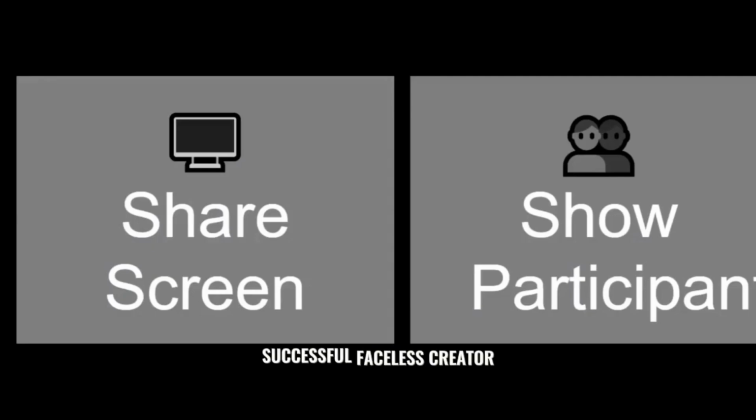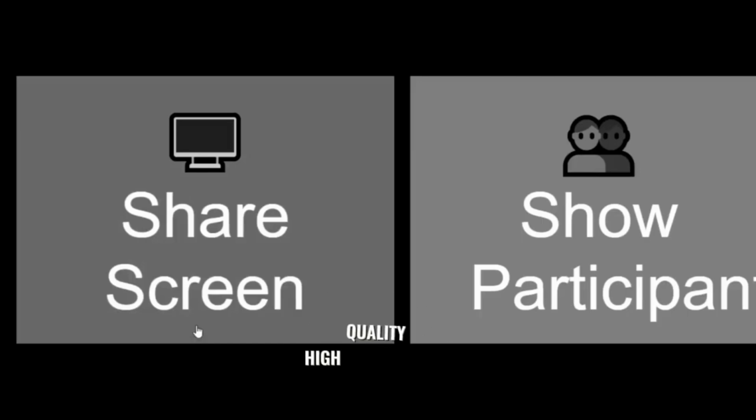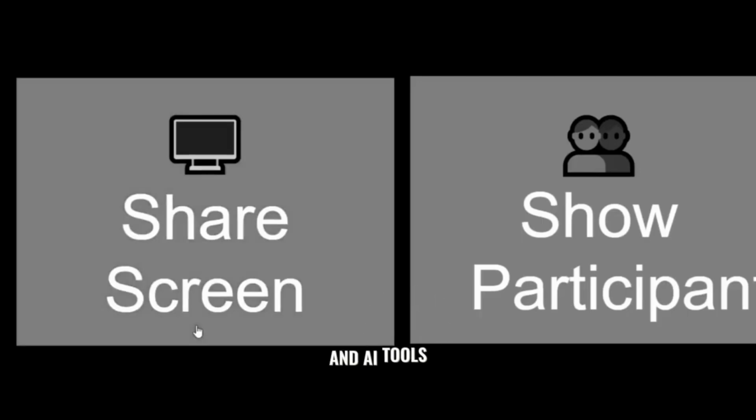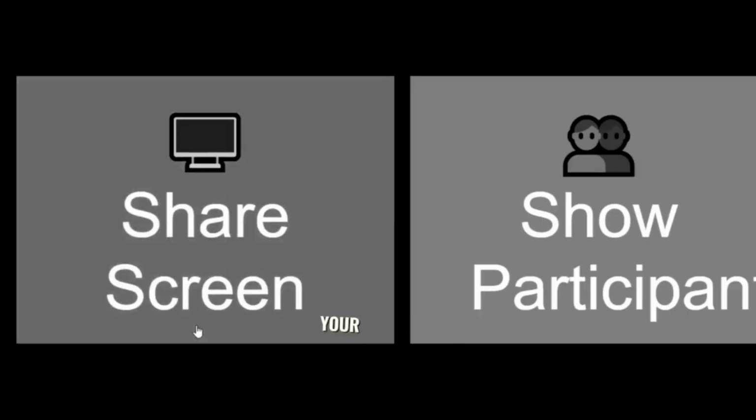If you want to become a successful faceless creator, you need to use all 3 of these tools. Faceless channel is essential for protecting your privacy and focusing on your content. AI automation can help you save time and produce high-quality work. And AI tools can help you start your own channel and become your own boss.